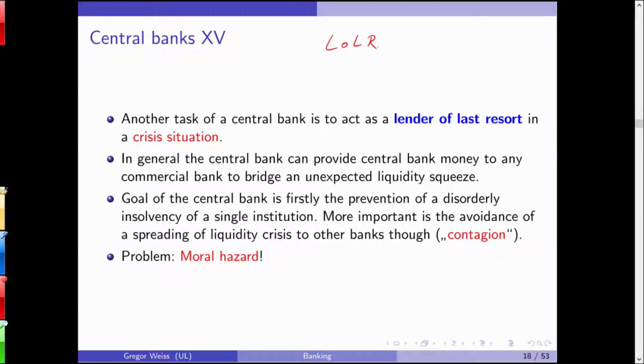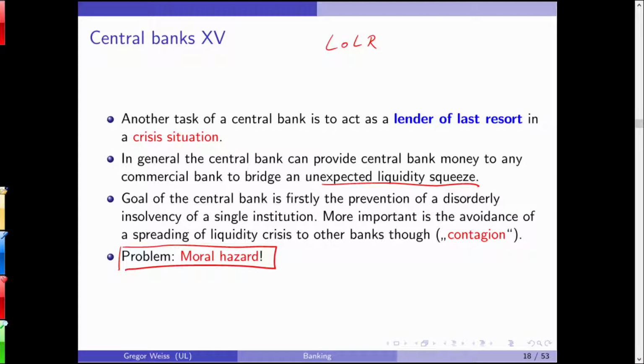You are trying to bail out a bank and to limit contagion effects, and you can try to bridge an unexpected liquidity squeeze. Now, the problem with these bailouts is moral hazard. Why is moral hazard a problem with bailouts?